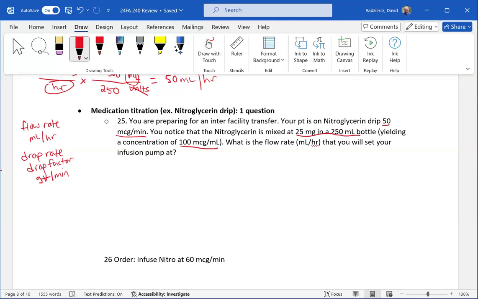Sometimes this question might get asked as 50 micrograms per kilogram per minute, and then you had milligrams per milliliter available, and it didn't give you the micrograms per milliliter. Meaning, what if it didn't tell you the 100 micrograms per milliliter? You could still answer the question. You might just have to do some converting, which I'm confident you guys can do. But for this question, you're just going to take your 50 micrograms per minute.